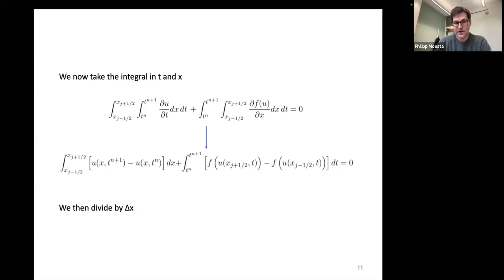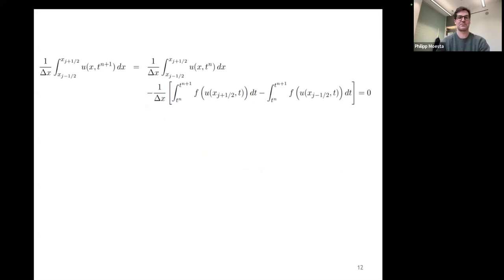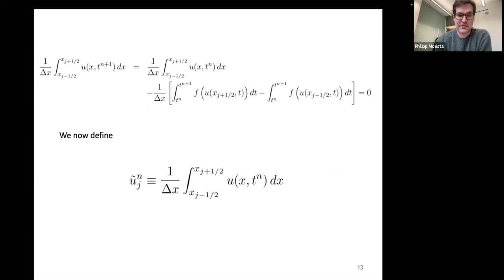We can now also divide this by delta x, and this is one of the things where it's very clear afterwards why we're doing this. Initially, you may not immediately see why, but we basically just divide the entire thing by delta x, and now we define some functions that are basically the solution at a given time. So we define u_j^n, just for convenient notation, as the integral in x over this function u(x, t^n).